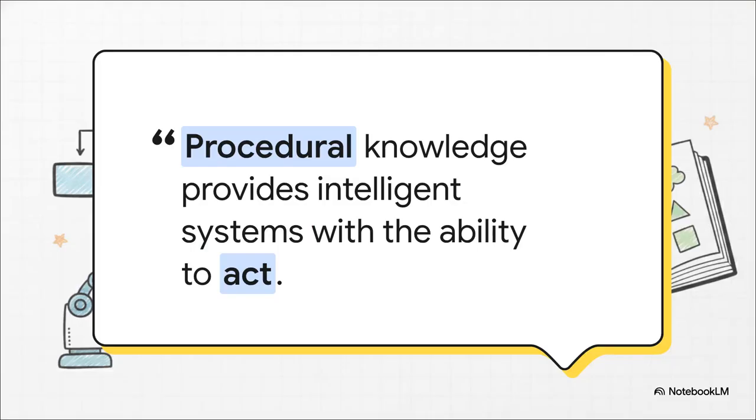It really all boils down to this fundamental truth right here. Procedural knowledge provides intelligent systems with the ability to act. Declarative knowledge provides them with the ability to understand. When we combine these 2 forms of knowledge, we get systems that aren't just capable of executing incredibly complex real-world tasks, but are also actually maintainable and understandable by the humans who build them.